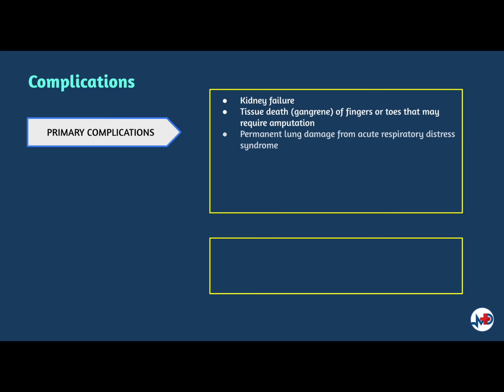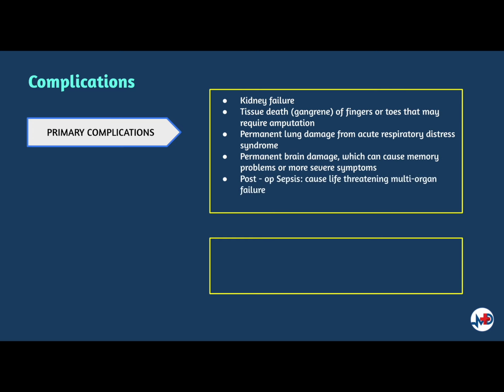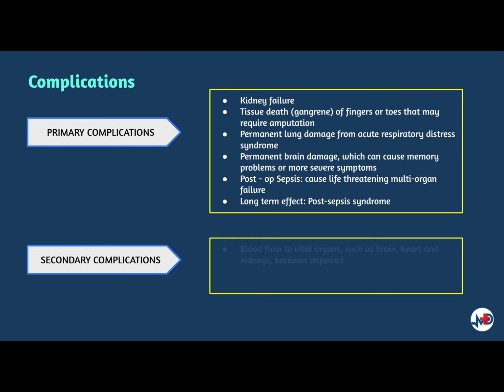How about the complications of sepsis? So what are the possible primary complications? We want to think about kidney failure, tissue death, permanent lung damage from acute respiratory distress syndrome, permanent brain damage, post-operative sepsis with life-threatening multi-organ failure, and long-term effects could be post-sepsis syndrome.